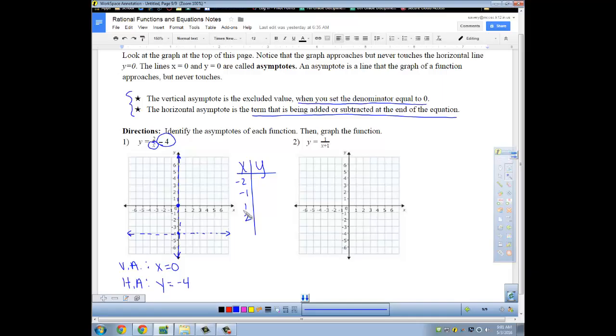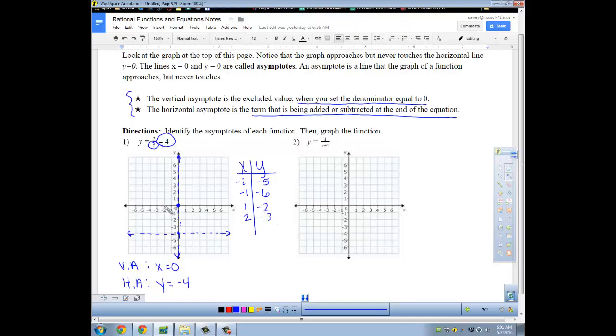So if I plug in negative 2 to my equation, 2 divided by negative 2 is negative 1. Negative 1 minus 4 is negative 5. Plug in negative 1. 2 divided by negative 1 is negative 2. Negative 2 minus 4, negative 6. Plug in 1. 2 over 1 is 2. 2 minus 4, negative 2. Plug in 2. 2 divided by 2 is 1. 1 minus 4, negative 3.